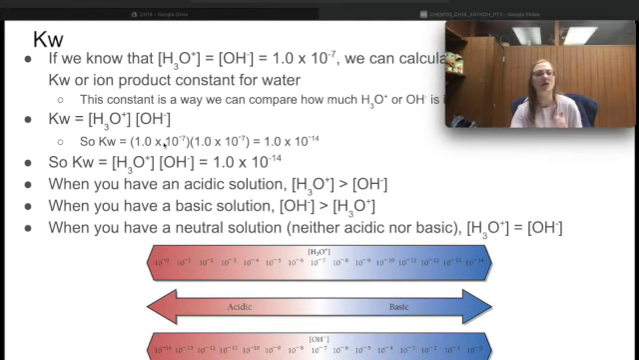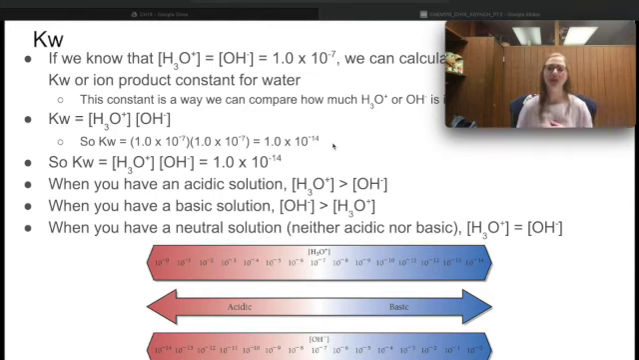So to calculate Kw, or that ion product constant for water, we just multiply the concentration of H3O plus times the concentration of OH minus to get that value. So we know that the concentration of each of those in water is 1.0 times 10 to the minus 7. So if I multiply those two together, I get 1.0 times 10 to the minus 14. So in water, for example, we would expect Kw to equal the concentration of H3O plus times the concentration of OH minus, and that is going to, in the end, equal 1.0 times 10 to the minus 14.